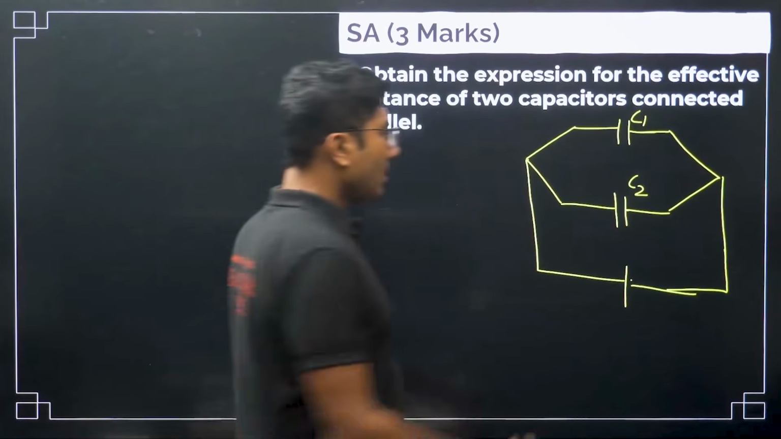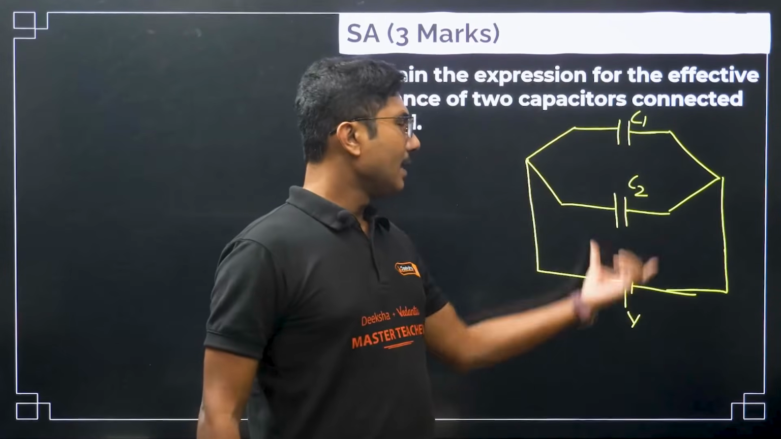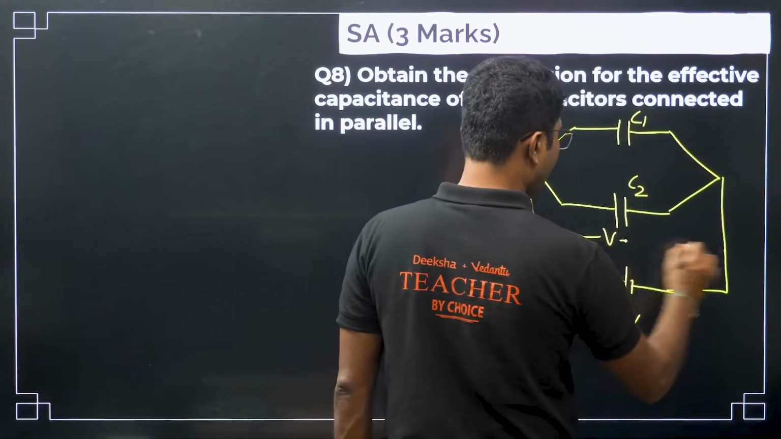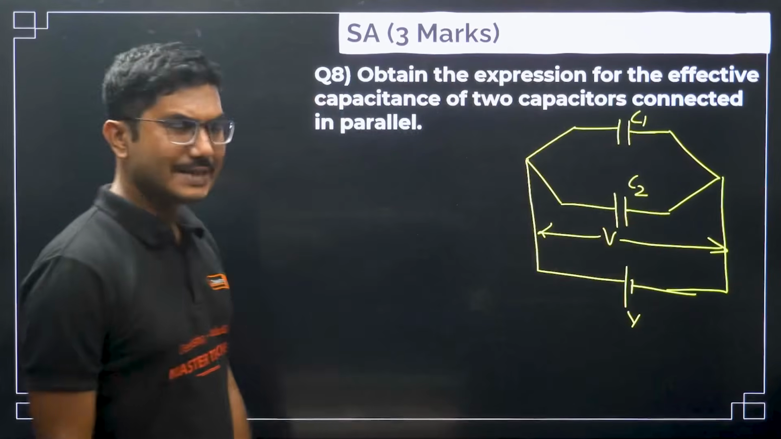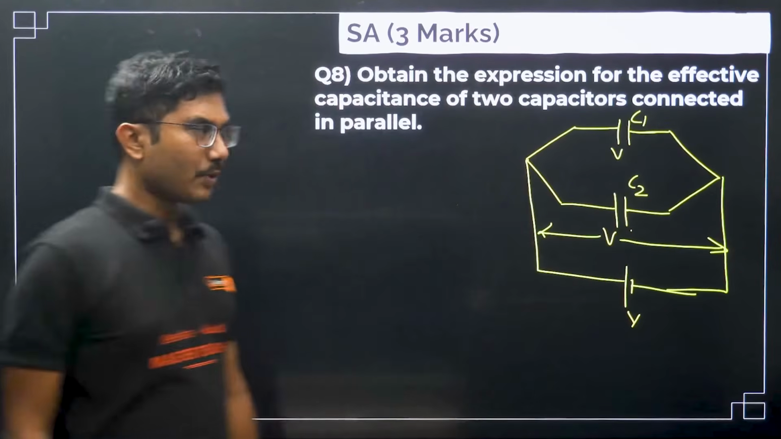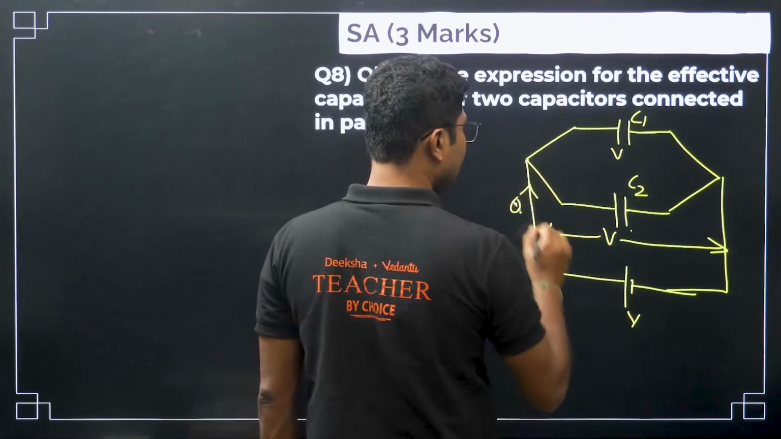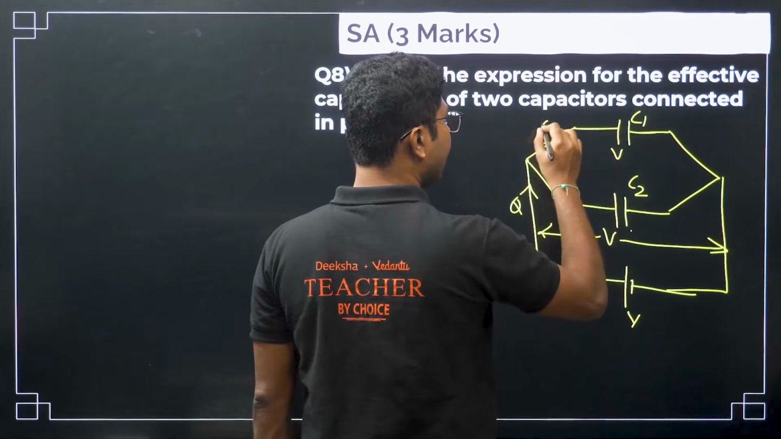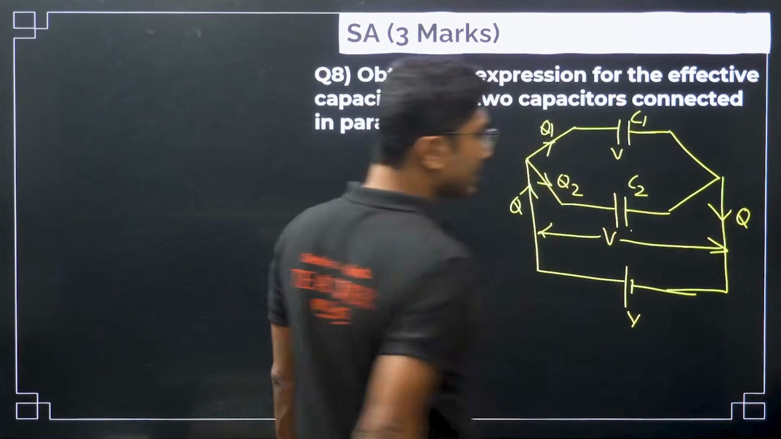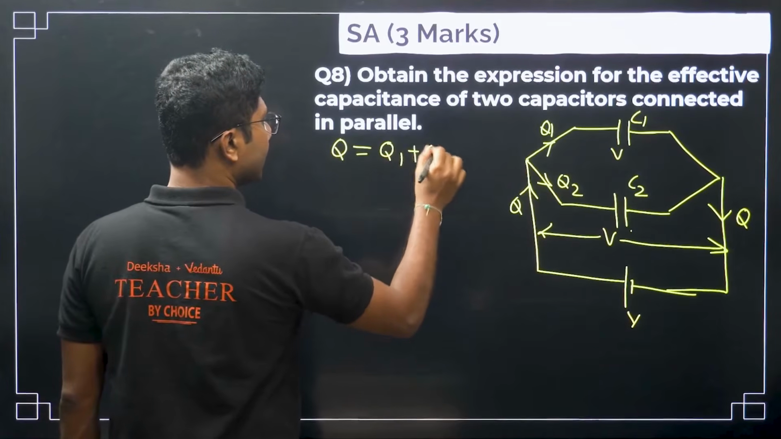Now in case of parallel combination, what is same? If you see that this battery is connected parallel to this combination, so the voltage drop across both the capacitors will be same. So this will also have voltage V, this will also have voltage V. If Q charge is passing from the battery, then it will be divided into two parts, Q1 and Q2, and then again they will merge and total charge Q will come back such that Q is Q1 plus Q2, conservation of charge.